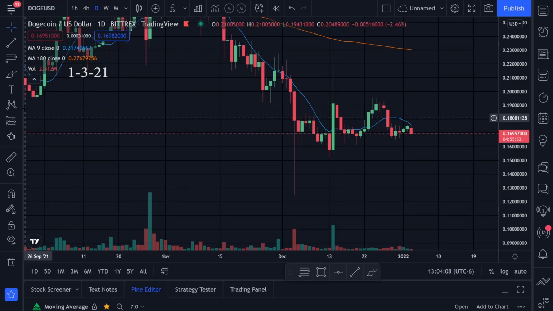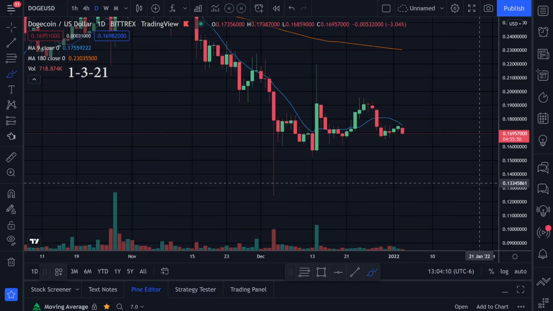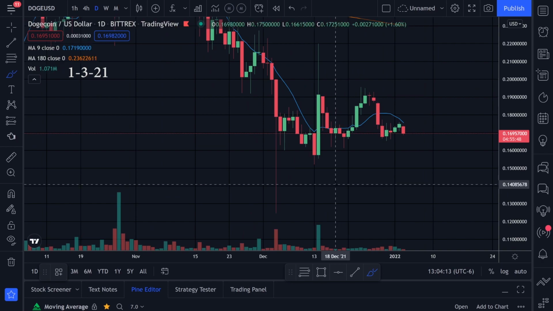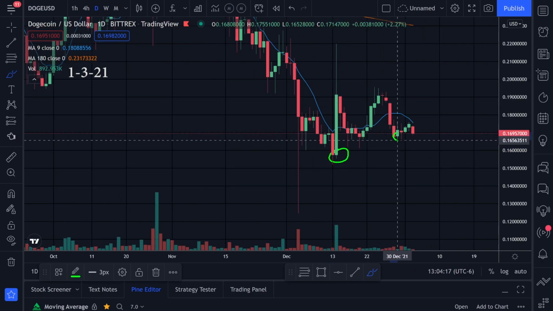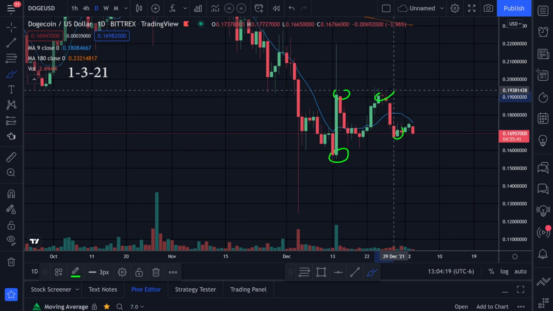Let's take a look at the chart action for Dogecoin. Okay, so here's what we're looking at. We haven't looked at Dogecoin in a while, my bad, but I'll try to start looking at it more. All right, so we have support right here, and then we have resistance right here, resistance right here.